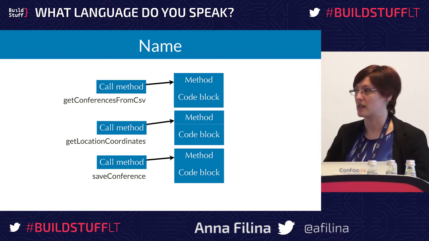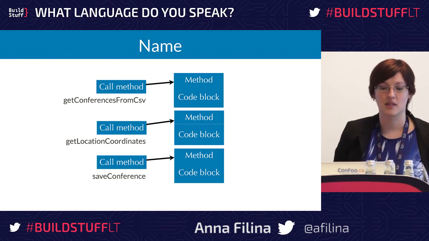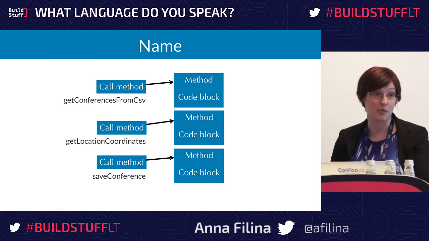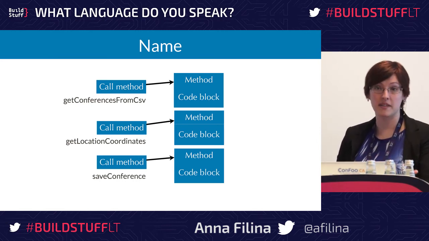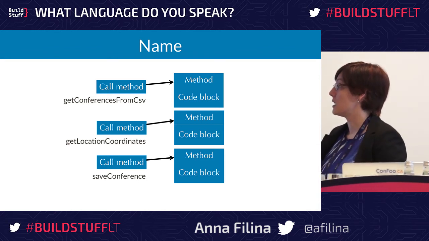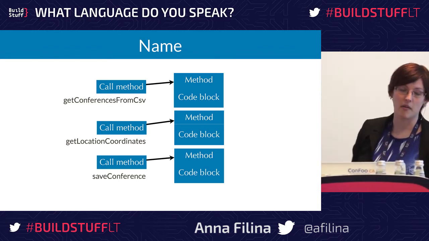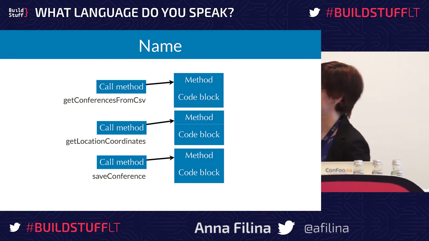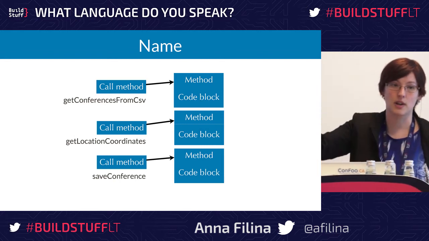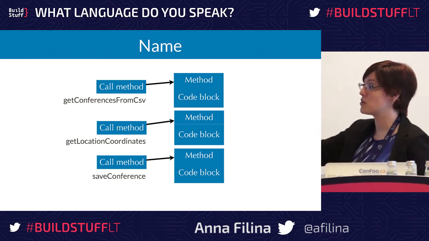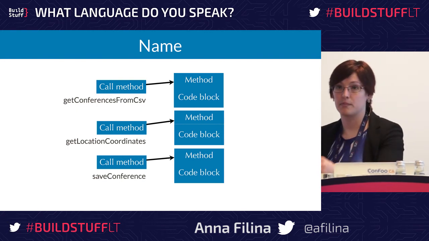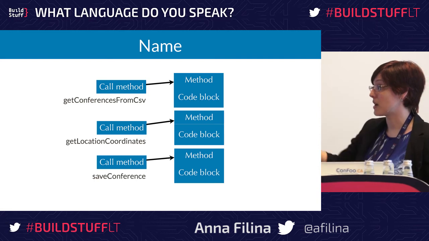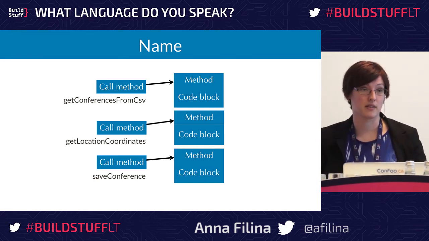But how do you name these methods? Probably the same as the comments, because the comment says what it does most of the time, and that's what the name of a method should be. You standardize it somehow. You say get conferences from CSV, then get location coordinates, where you pass a location and get coordinates out of it. Then you save the conference, passing the array in. And there you go. Now you have successfully refactored a long method.